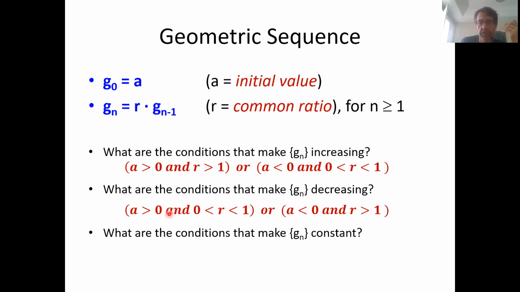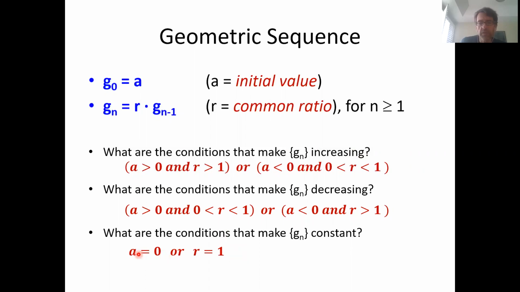For decreasing, well, the positive start, and the ratio, that is a fraction, right? So from, let's take a equals 16, to half. So the next one is 8. Half of 8, 4, 2, 1, half, 1/4, etc. Or you have a negative number and you multiply it by something large, so then the negative numbers grow.